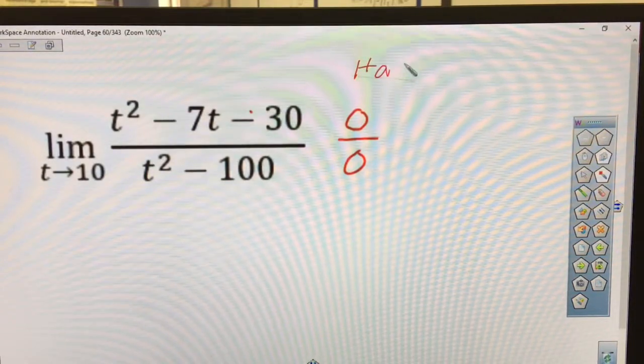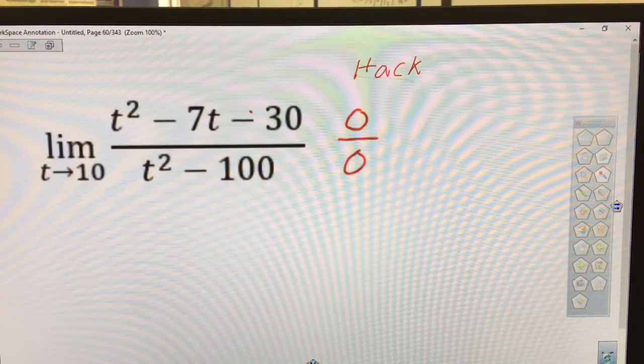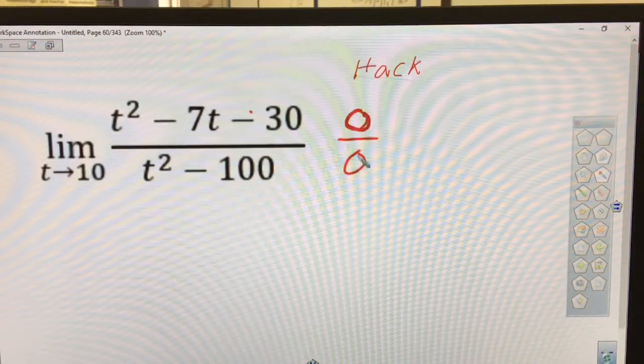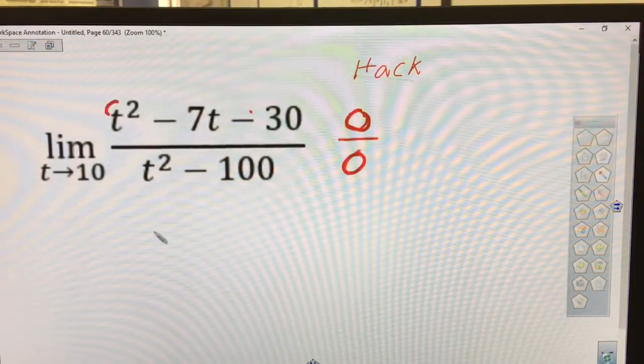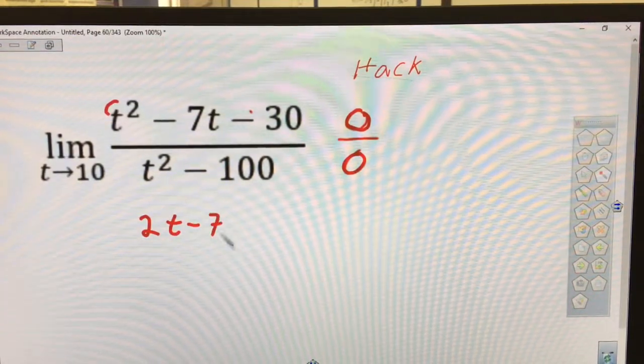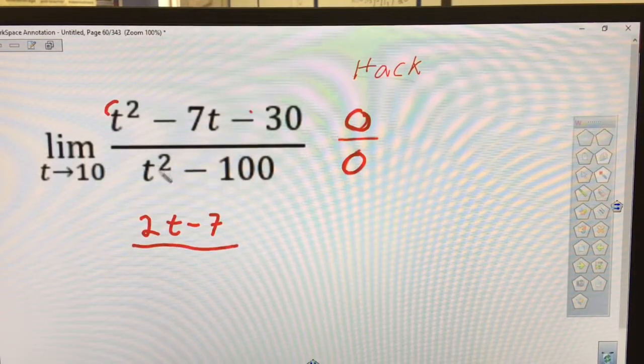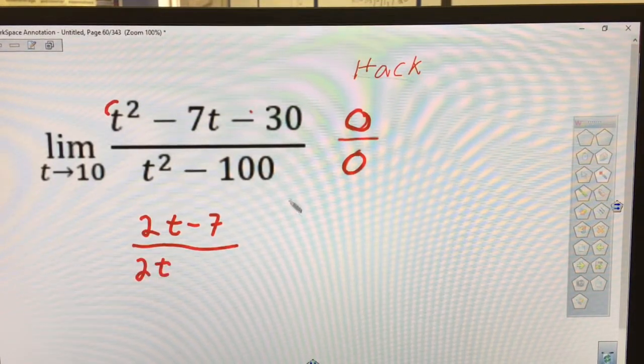Here's the hack. You ready? If you don't know how to factor, and you get 0 over 0, this only works if you get 0 over 0. Okay, if you get 0 over 0, you can hack it. You take the derivative. What's the derivative of t squared? So it's going to give me 2t. What's the derivative of negative 7t? Negative 7. What's the derivative of negative 30? 0. What's the derivative of t squared? 2t. What's the derivative of 100? 0.